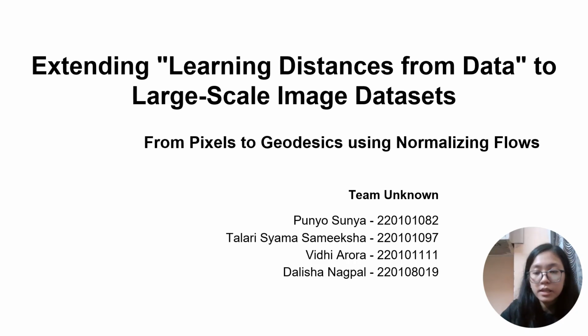Today we will be presenting our final project for the DA 422 course. Our project is titled Extending Learning Distances from Data to Large-Scale Image Datasets. In simple terms, we explored how to move from raw pixel space to meaningful geodesic distances on the data manifold using normalizing flows. I'll begin by giving a short overview of the problem we are addressing, and then the rest of the team will walk you through the architecture, the algorithm, and our experimental results.